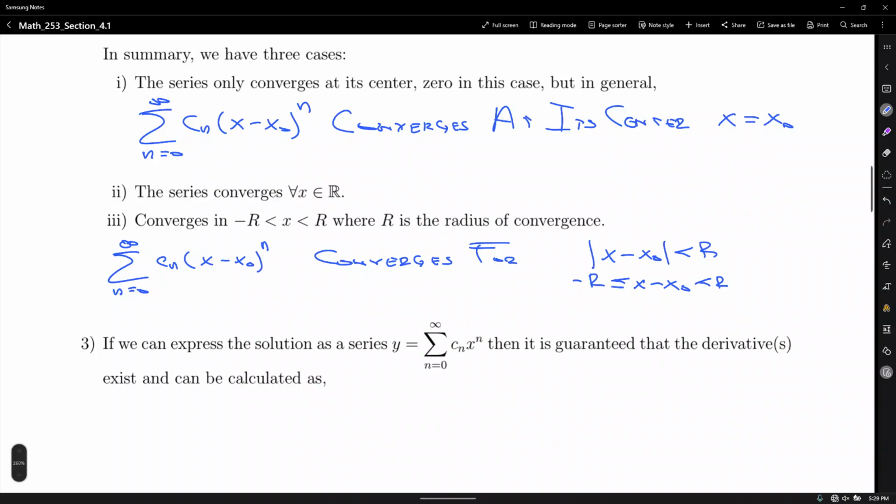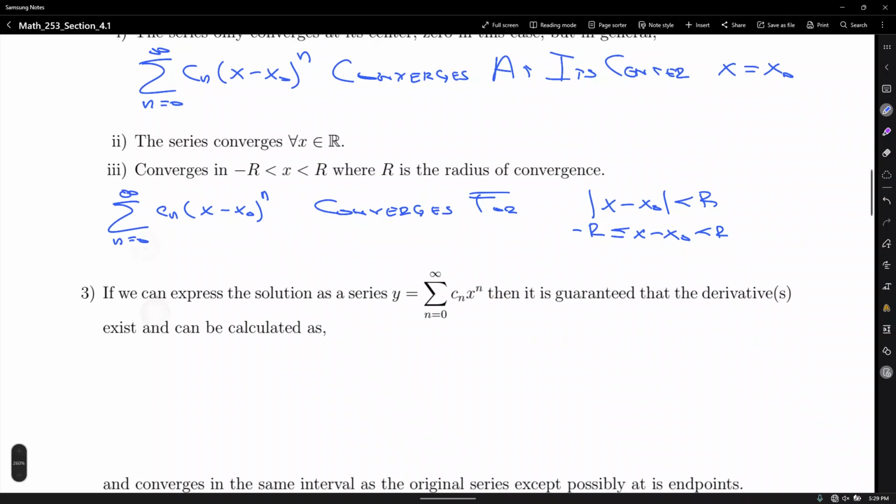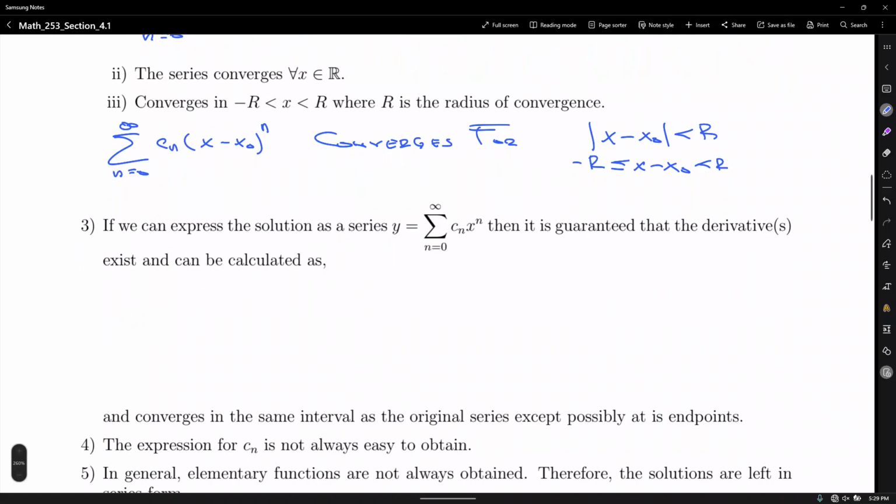That being said, after considering the previous idea of convergence, if we can express the solution as a series y equals sigma n equals 0 to infinity of c sub n x to the n, then it is guaranteed that the derivative exists and can be calculated in the following way. Just take y prime, just like we did before with the derivative of the series. y prime equals sigma n equals 0 to infinity of n c sub n x to the n minus 1.